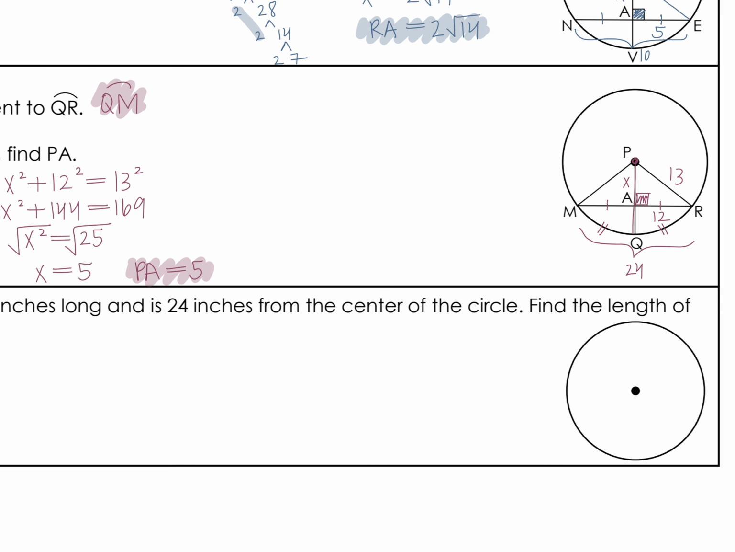So we're going to draw our own picture by starting off with a chord, just any chord. And they said that this is going to have a length of 20. So I'm going to write that this is 20 inches. And that it should be 24 inches from the center. Okay. And so we want to find the length of my radius.